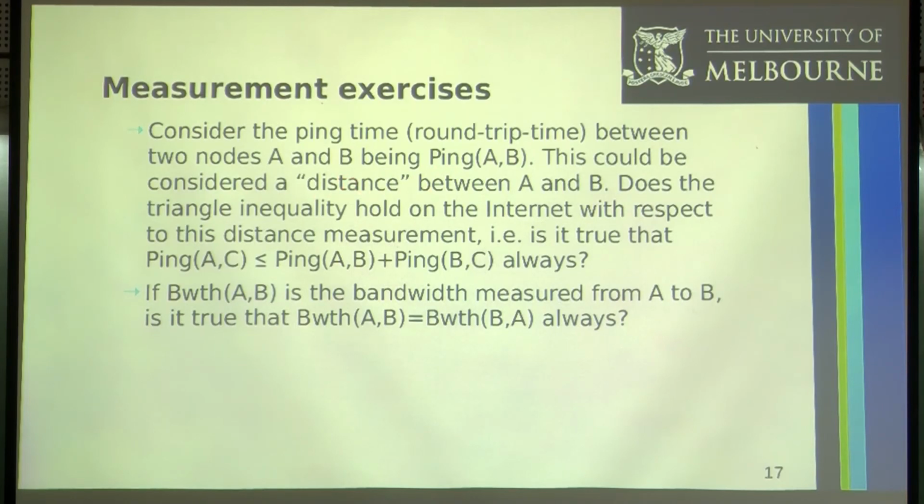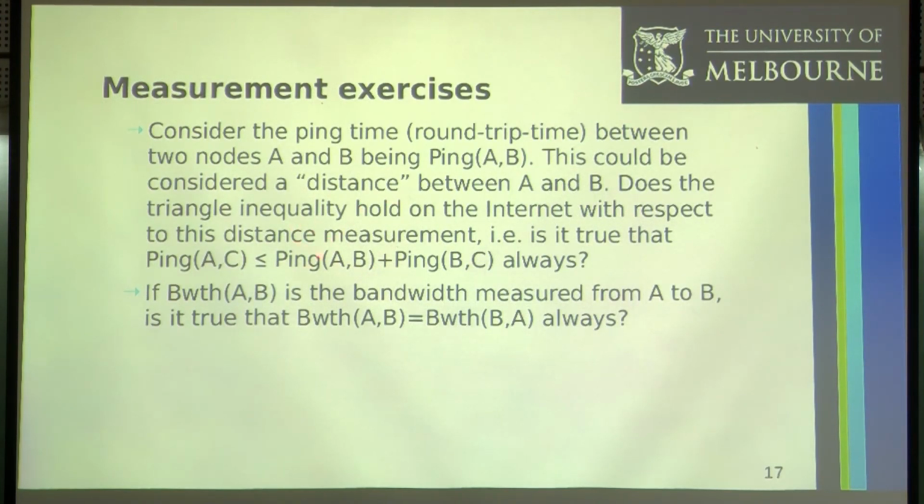This could be considered a distance between these two nodes, and you might think that if the nodes are geographically further apart, then this ping time might be greater. And generally that does correlate. But does the triangle inequality hold on the internet with respect to this measurement? So is the ping between two nodes A and C always less than or equal to the ping between A and B plus the ping from B to C? That's a question that's been asked, with some research in that space, and is it true? I don't think it's true. It's kind of interesting, so we'll have a look at that.